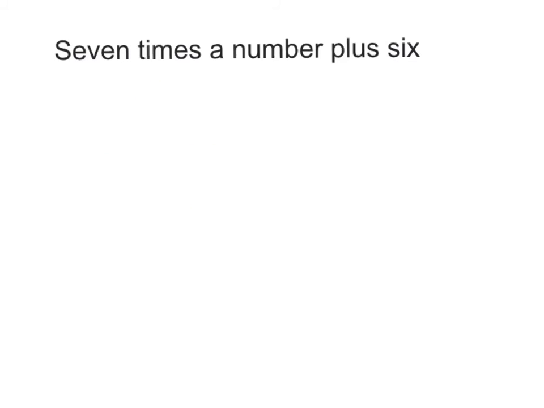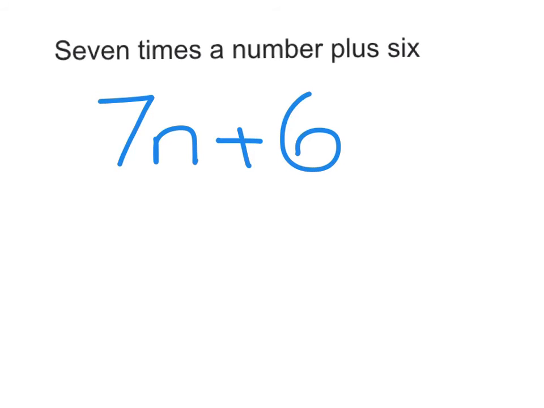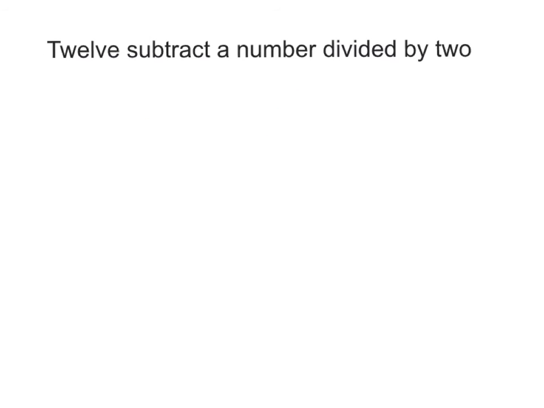To write the expression a number divided by 5, we'll use n as our variable, divided by 5. To represent the expression 7 times a number plus 6, remember we will use the numerical coefficient of 7 mushed with the variable n to represent 7 times a number, and then plus 6. To represent 12 subtract a number divided by 2 as a mathematical expression, we'll start with 12 and then subtracting a number divided by 2.